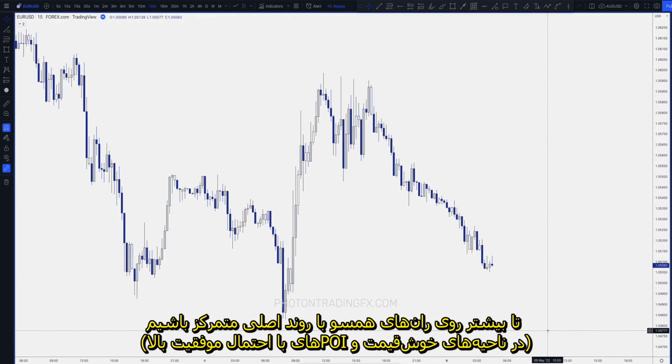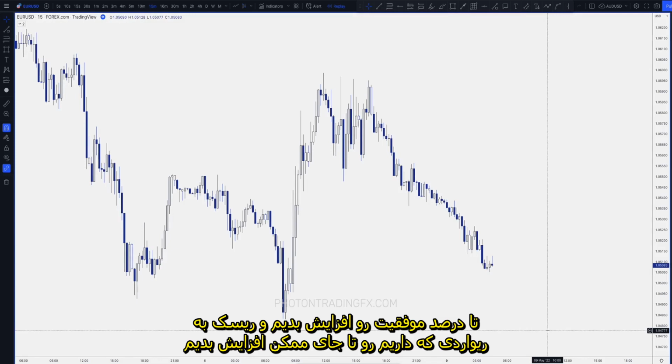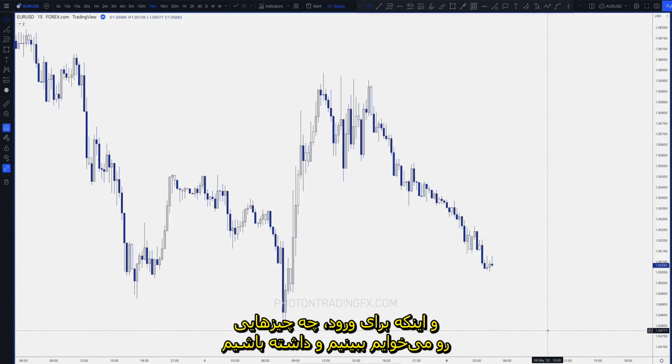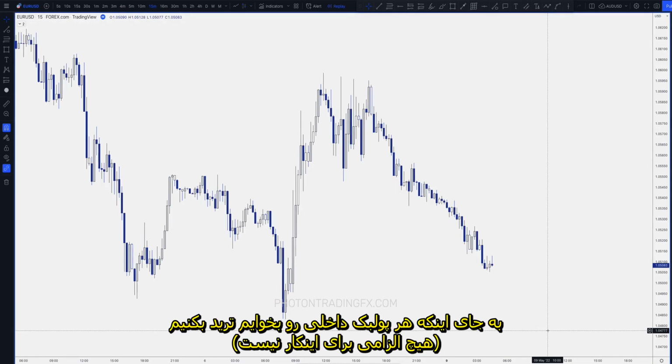trend runs in extremely well-priced areas from very high probability, higher time frame POIs, right? In order to boost our strike rate and to increase the average risk reward which we actually bank, because we have a much better expectation of how far price is going to go and what we want to see for when we're looking to get involved, rather than necessarily having to try and get into every single internal pullback, because although we can read them, it doesn't mean we have to trade them.